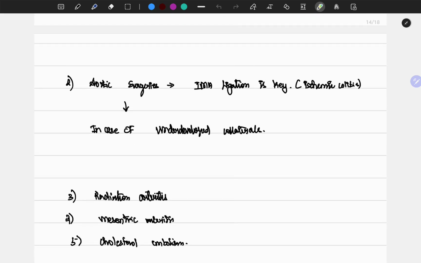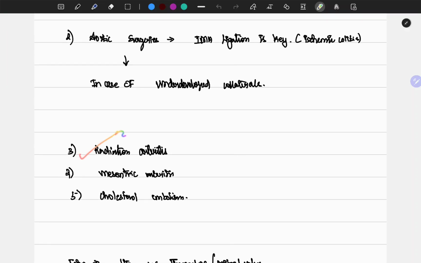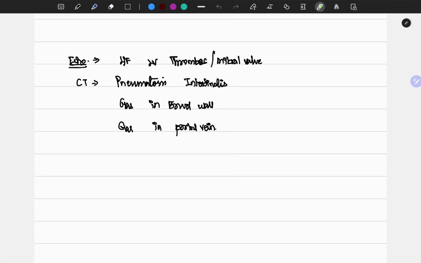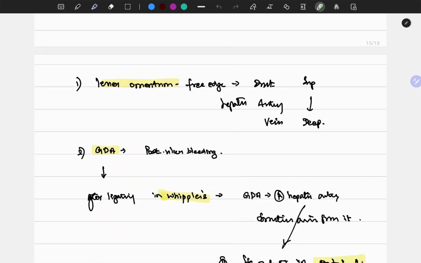In case of aortic surgeries, ischemic colitis can occur. And what are all the other types? Like radiation arteritis, mesenteric arteritis, and cholesterol embolism. Do echo scan. Look for LV thrombus or any mitral valve thrombus in case of rheumatic heart disease. CT will show pneumatosis intestinalis, gas in bowel wall, gas in the portal vein.